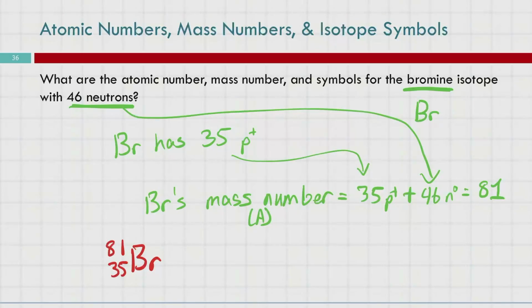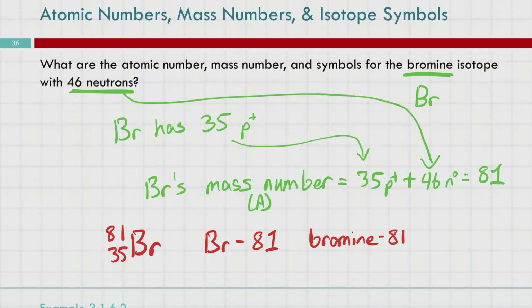There's two other ways that we can write this out. Br-, and then which number? 81 or 35? 81. Or we could write it with the full name, bromine-81. Again, the reason that we're writing the 81 is because we can figure out the 35 by looking at our periodic table. We find the 35 in the top right corner.